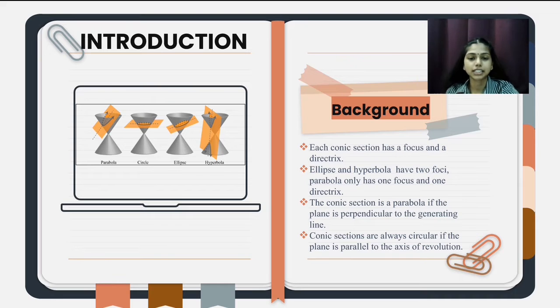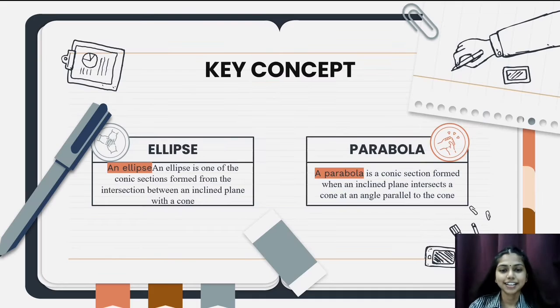At the absolute least, each conic section has a focus and a directrix. In contrast to ellipses and hyperbolas, which have two of each, parabolas only have one focus and one directrix. Hyperbolas have conic sections that are perpendicular to the axis of rotation. The conic section is a parabola if the plane is parallel to the generating line. Conic sections are always circular if the plane is perpendicular to the axis of revolution. Ellipse is the conic section where the plane cuts one nappe at an angle to the axis different than 90 degrees.